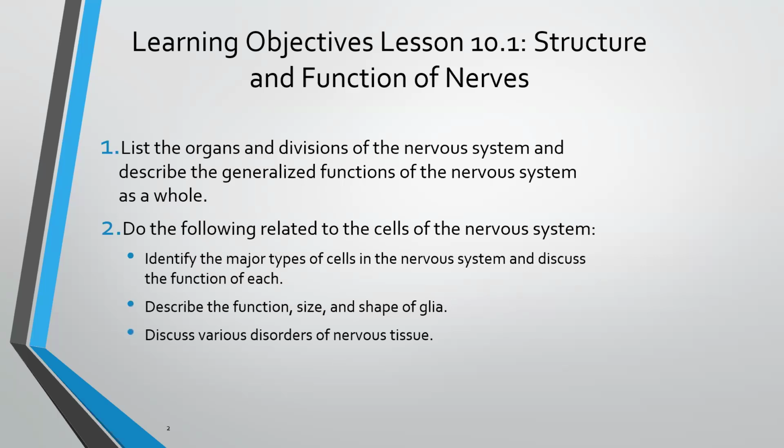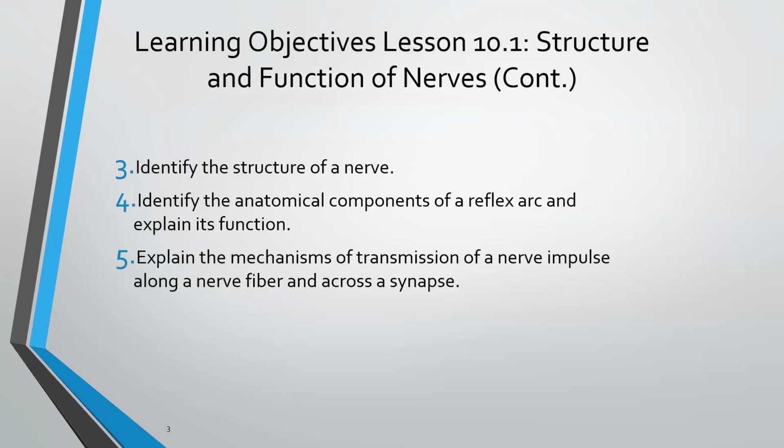So today our objectives include understanding the organs and divisions of the nervous system, exploring the major types of cells and their functions. We'll also discuss the structure of the reflex arc and the mechanism behind the nerve impulse transmission.